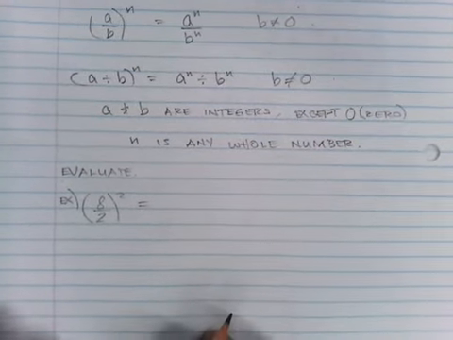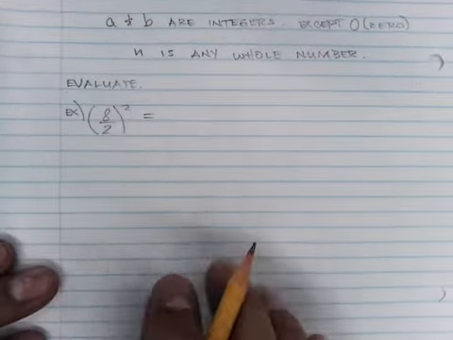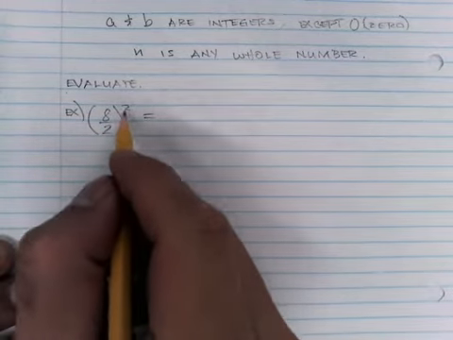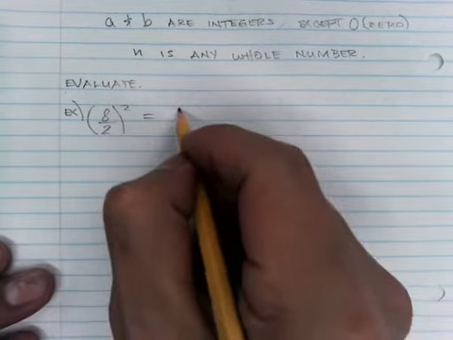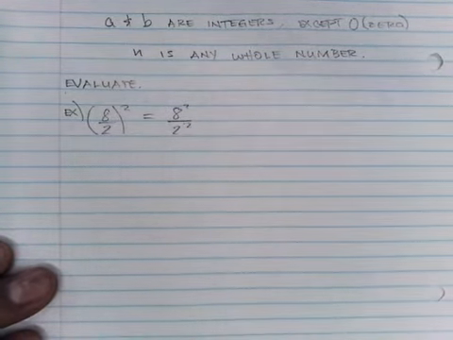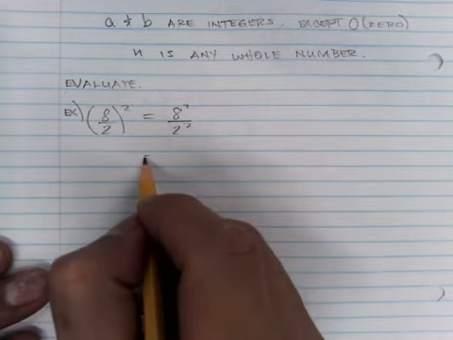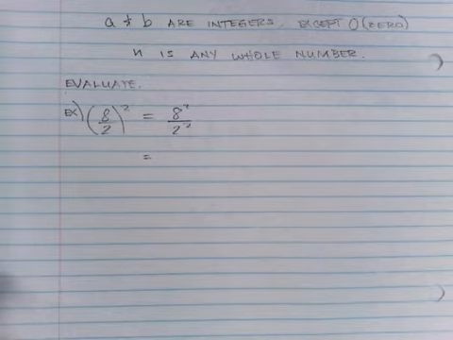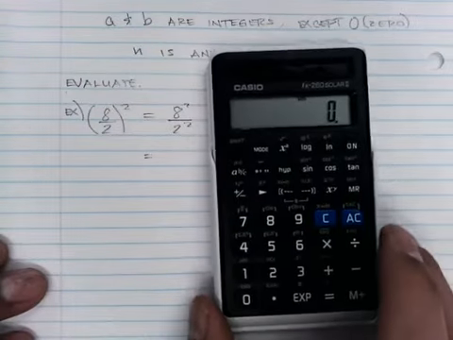In this first way that I'm going to evaluate, I'm going to apply this exponent to both the top and bottom, numerator and denominator. So 8 squared over 2 squared. Then I'm going to demonstrate on the calculator what 8 squared is.